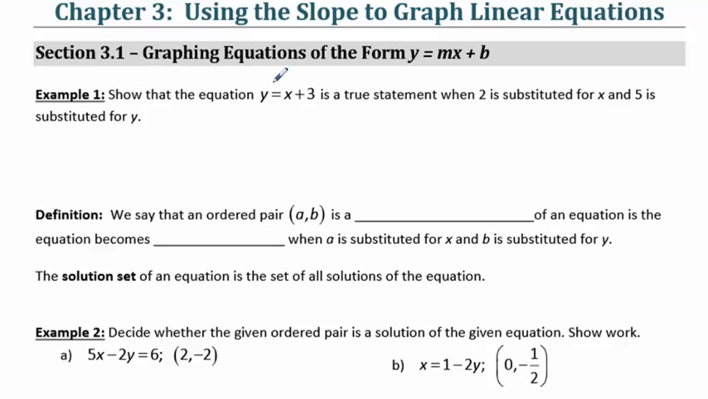There are two variables in this equation, so to verify that something is true, we must be given both a value for x and a value for y. So when x is 2 and y is 5, we'll have 5 equals 2 plus 3, and yes, we can verify that that is true.